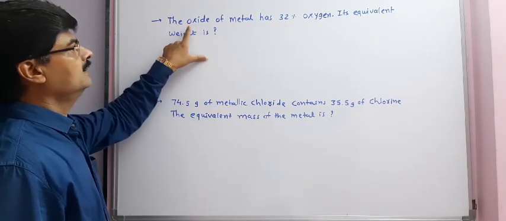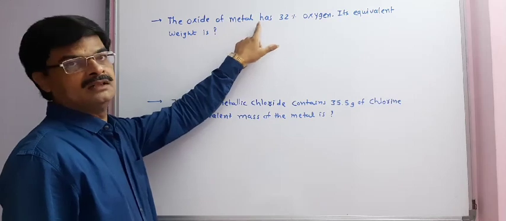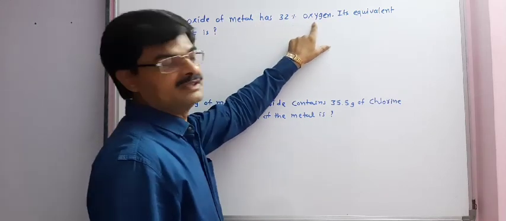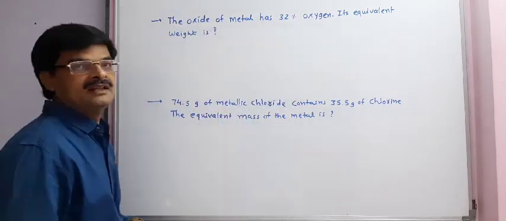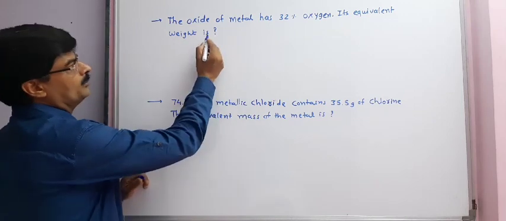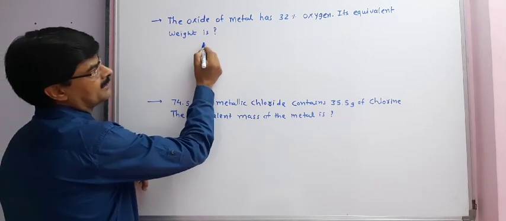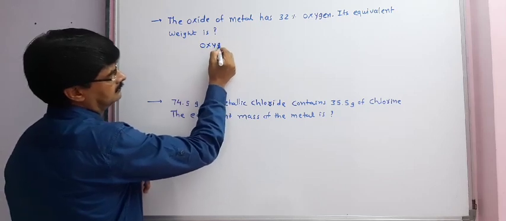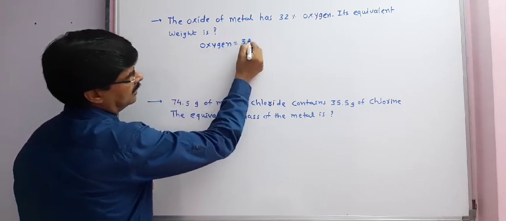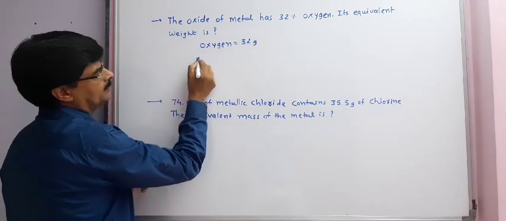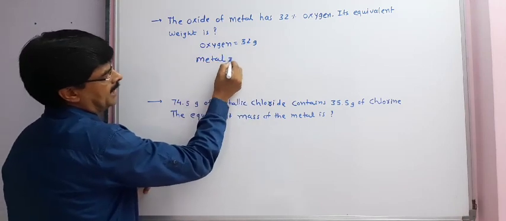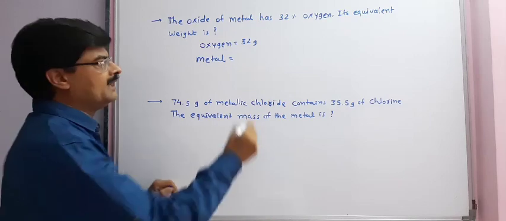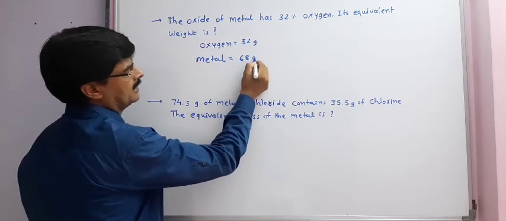In the next question, oxide of a metal has 32% oxygen, its equivalent weight is question mark. So metal oxide has 32% oxygen. So oxygen is equal to 32 gram, and therefore metal is equal to 100 minus 32, that is 68 gram.